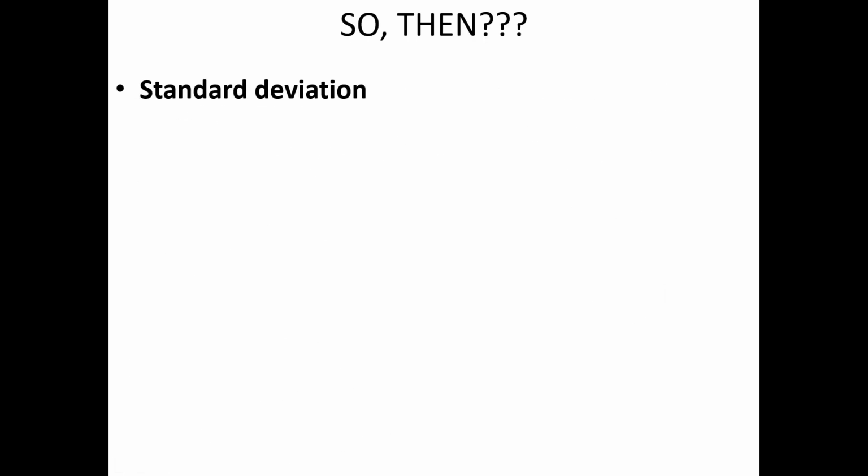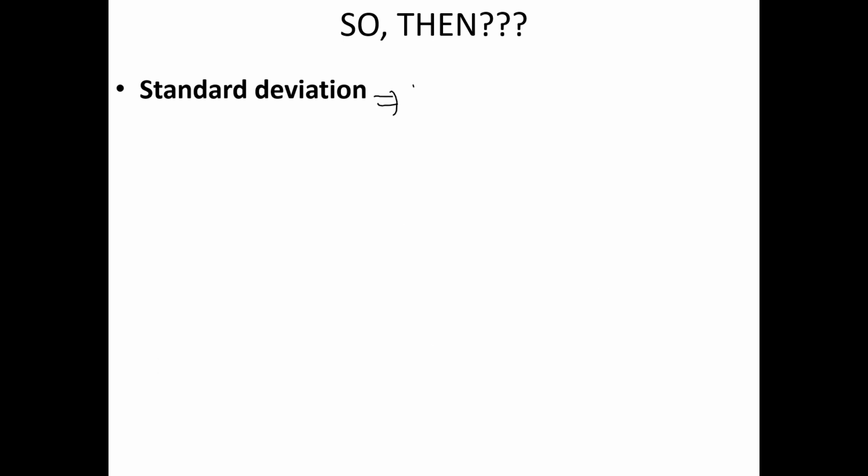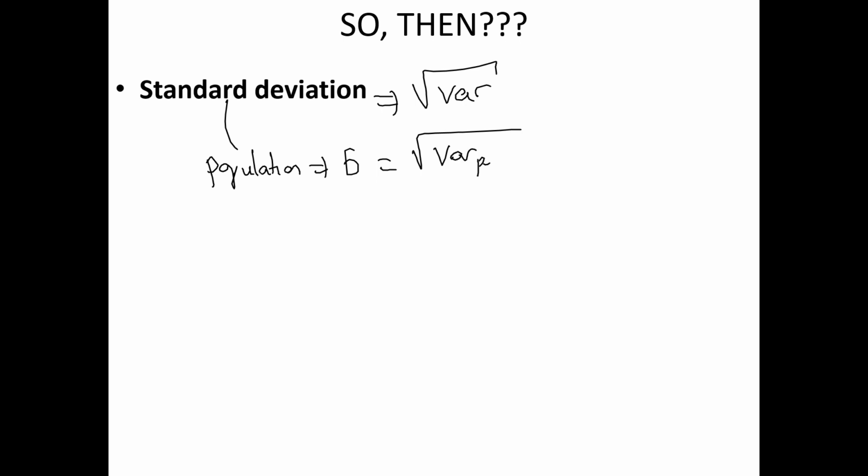Okay. So we have the standard deviation, which is almost the same as the variance, but this one is the square root of the variance. We also have two types. If it is population, then we show it as the letter sigma, and it will be the square root of the variance, but this one is again for population. If it is a sample, then we show it as the letter S, and this one will be the square root of the variance of this sample.